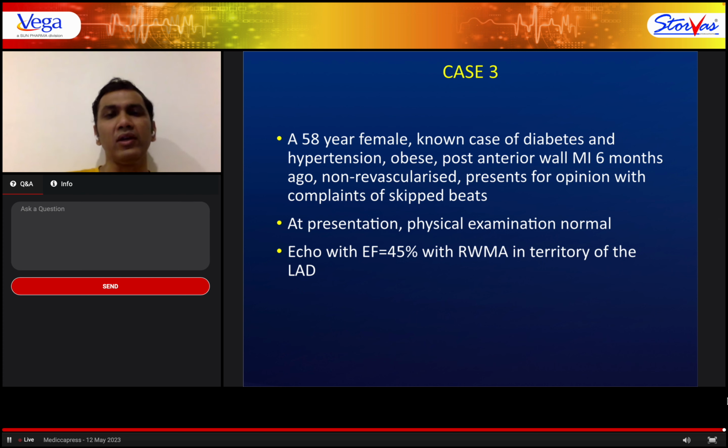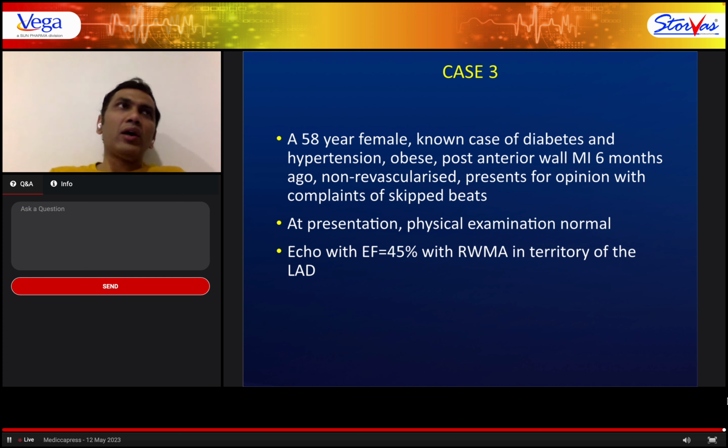Going on from there, we go to a 58-year-old female who's a known case of diabetes and hypertension. She is obese, and she also has a history of an anterior wall myocardial infarction 6 months ago. She was not revascularized. She again presents with complaints of skipped beats. On presentation, the physical examination was relatively normal. Echo was suggestive of an ejection fraction of 45% with a regional wall motion abnormality in the territory of the LAD.